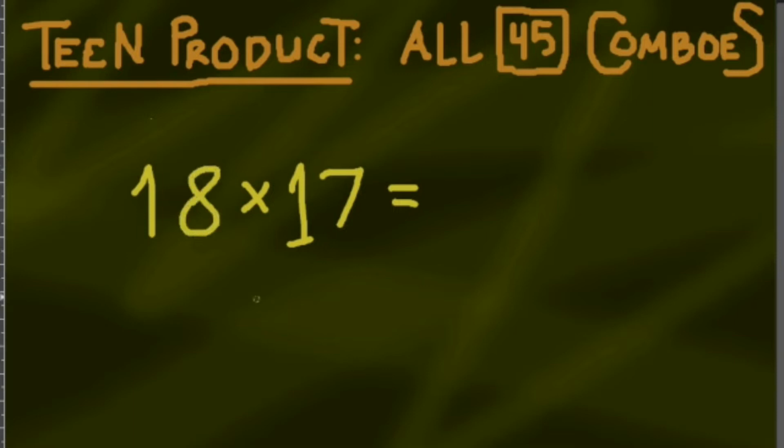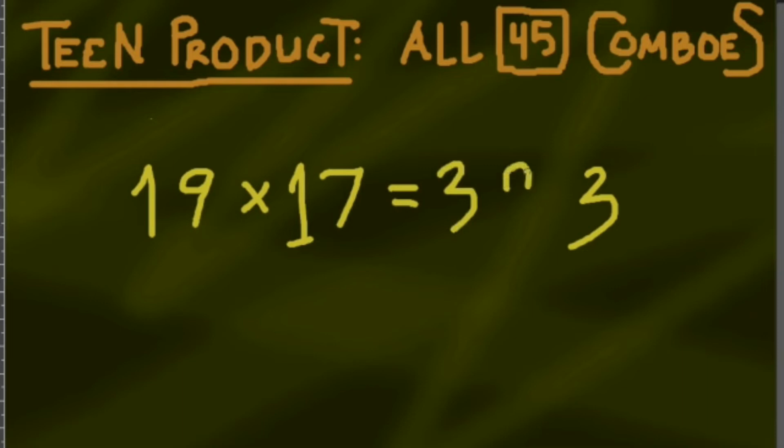Now 18 times 17. This ends with 6. 18 plus 7 is 25. 25 plus 5 is 30. So this is the result, 306. Lastly, for the 17s, 19 times 17 ends with 3, and 19 plus 7 is 26. 26 plus 6 is 32.